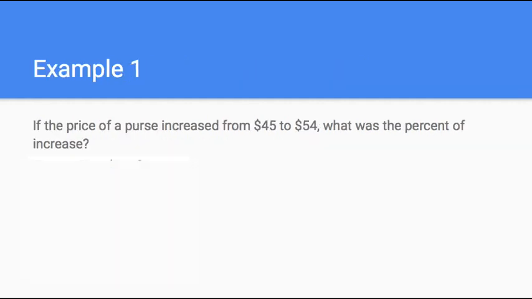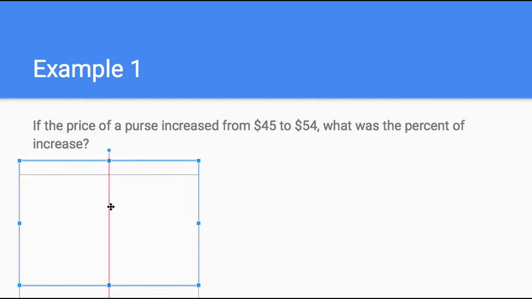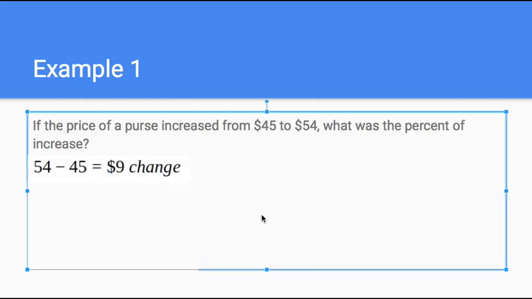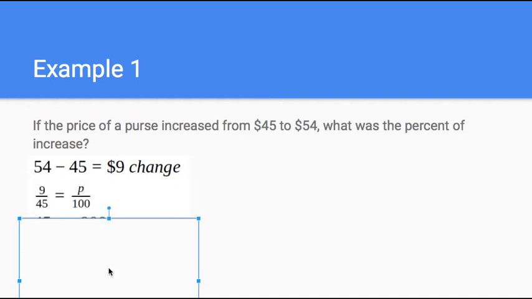Example number 1, if the price of a purse increased from $45 to $54, what was the percent of increase? Now, I first find the change. So 54 minus 45, that's a $9 change. So I set up my proportion. The amount it increased over the original price, from 45 tells me this is the original price.